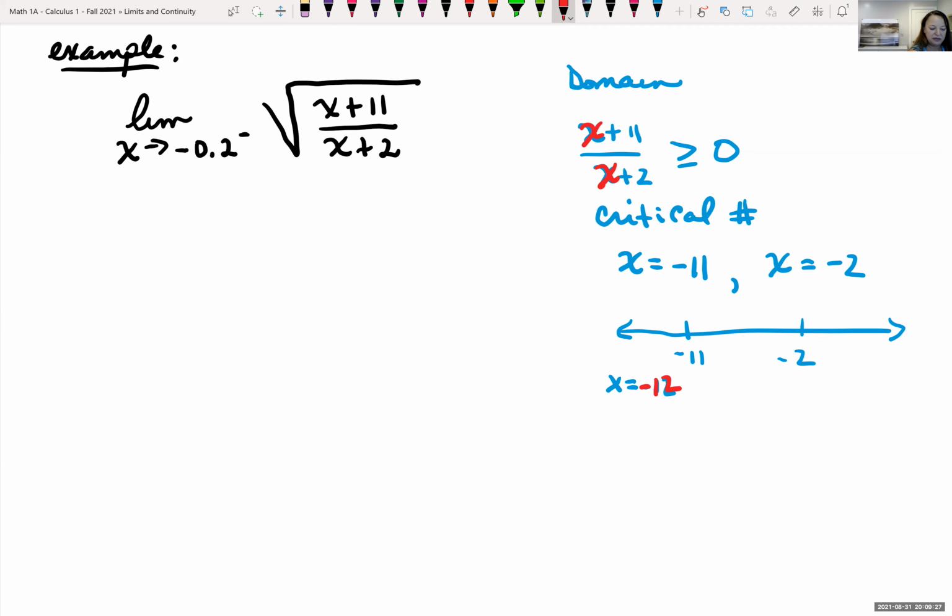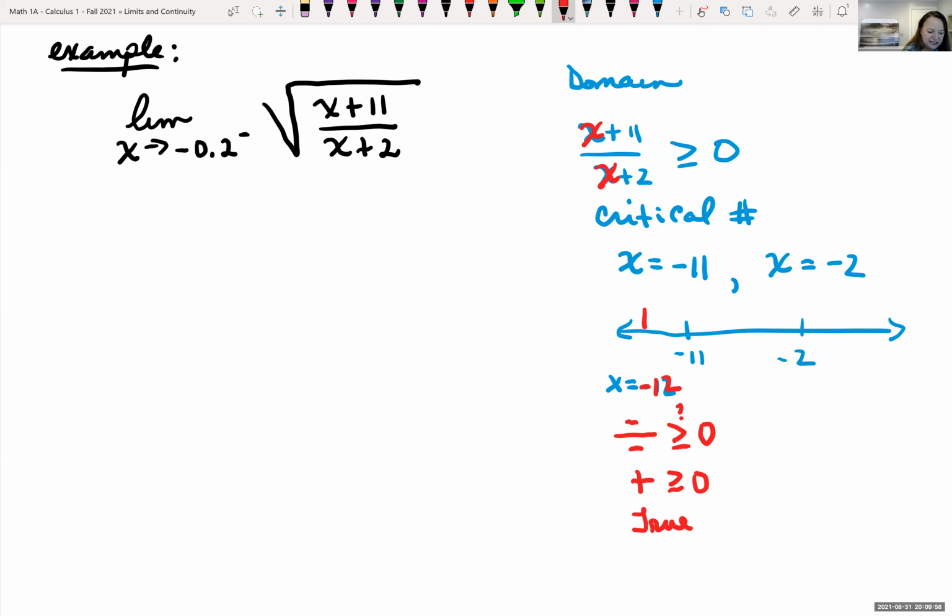So let's just think about the numerator. I plug in negative 12 plus 11. That would give me back a negative number in my numerator, all over negative 12 plus 2. So that gives me a negative number in my denominator. Is that a true statement that that's greater than or equal to 0? Yeah, negative divided by a negative, right? It's a positive number. So a positive number is greater than or equal to 0. So this is true.